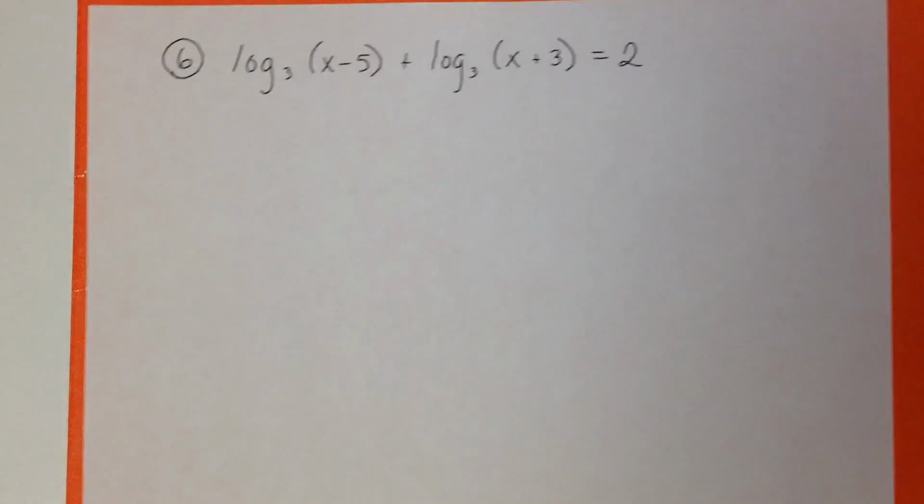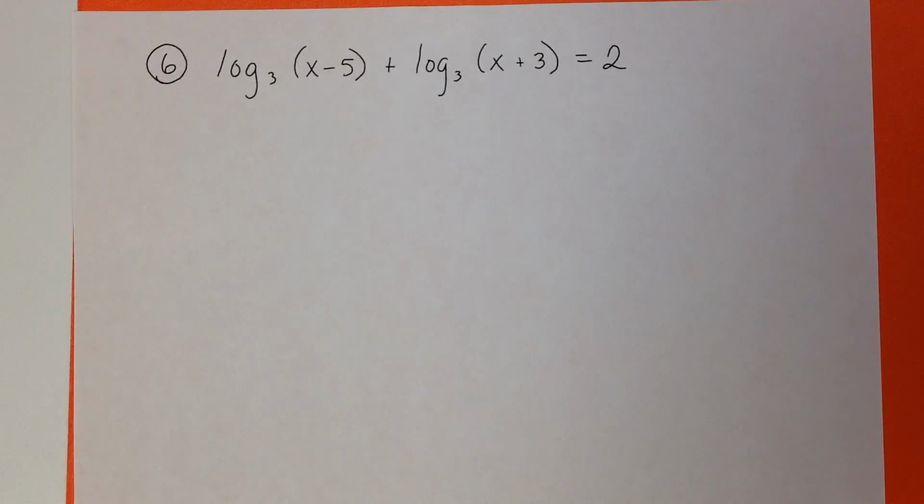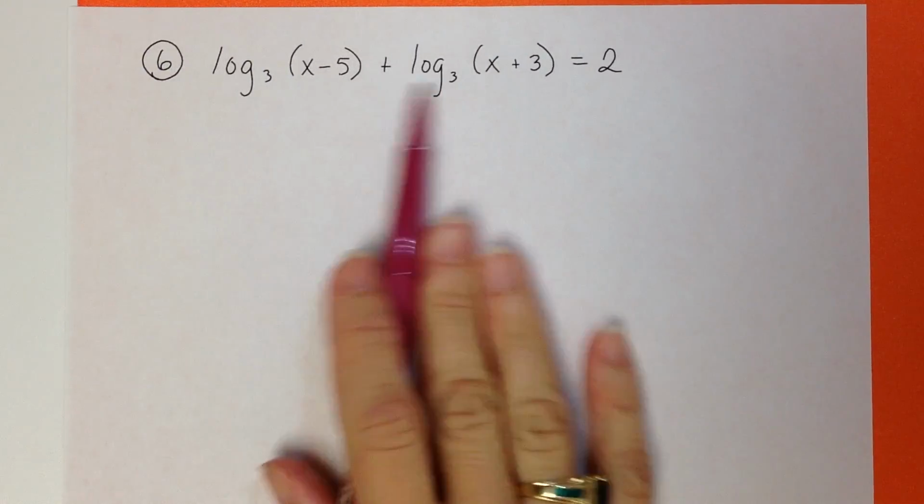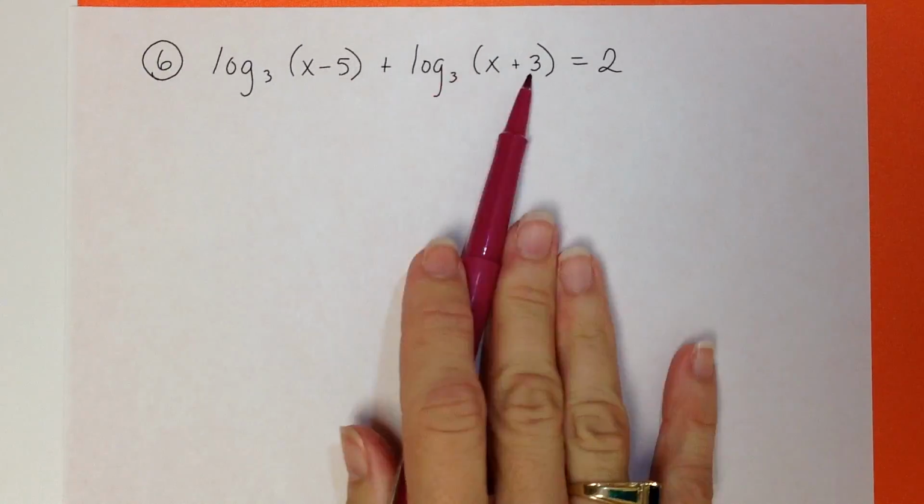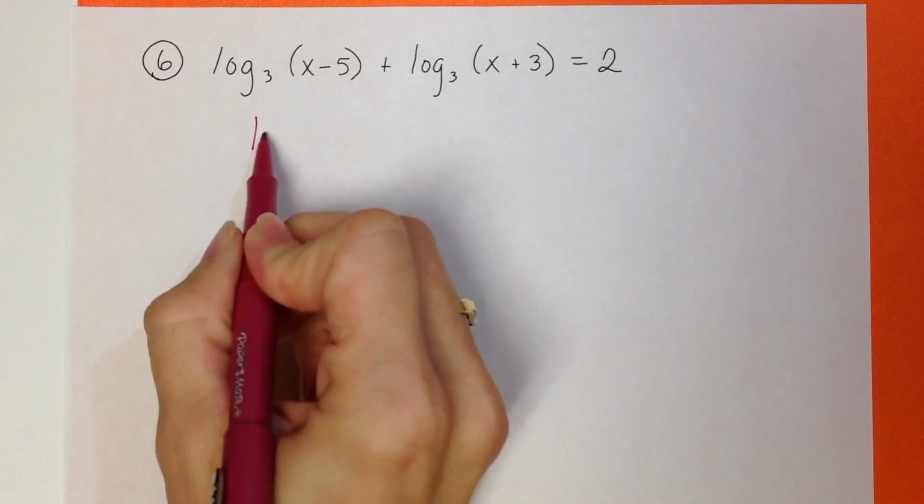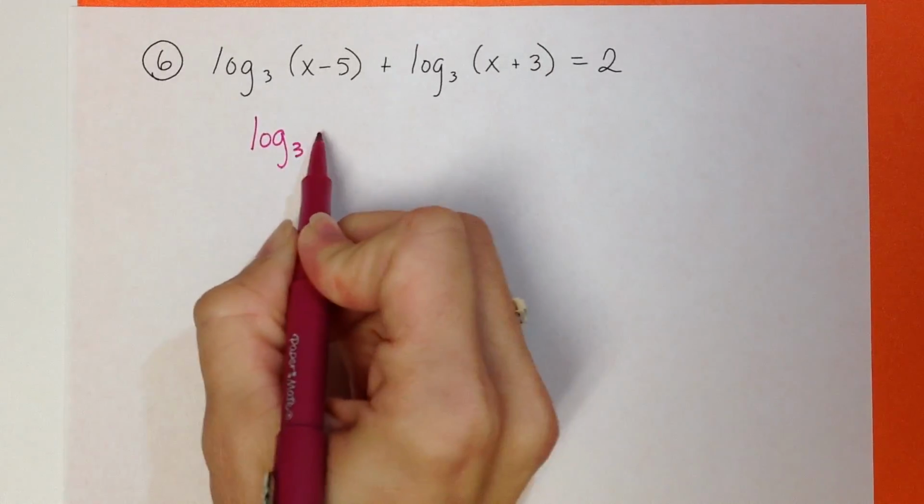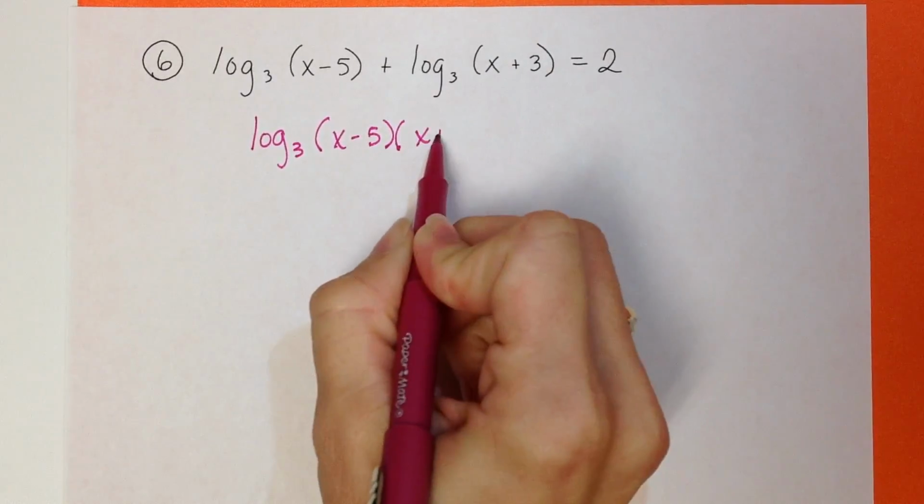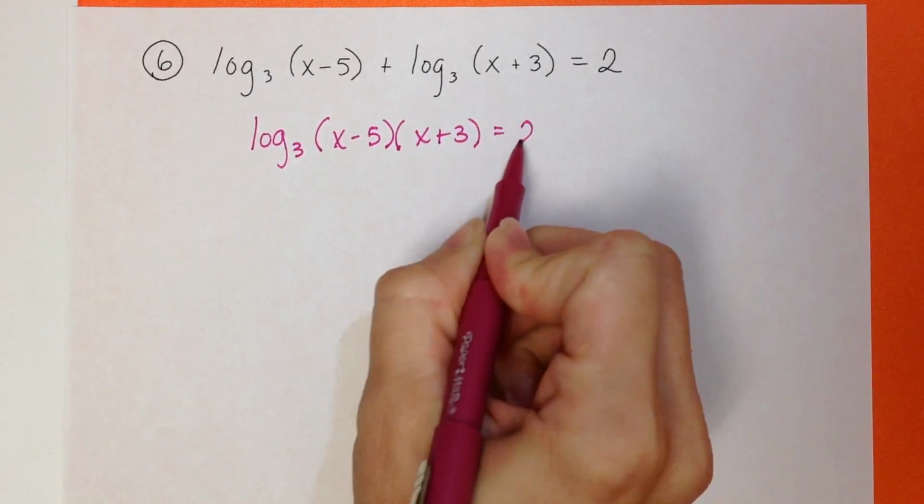Okay, next one. Alright, this one's similar to the one I just finished. Again, these two logs are separated by addition, but I can put these back together by multiplying my arguments. So I can rewrite this as log base 3 of x minus 5 times x plus 3 is equal to 2.